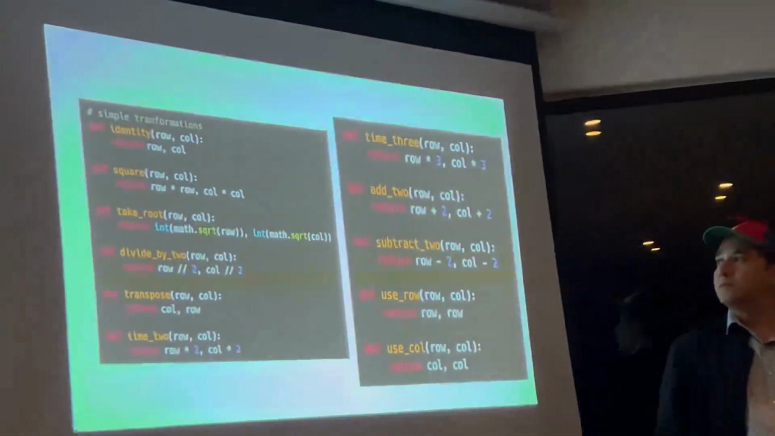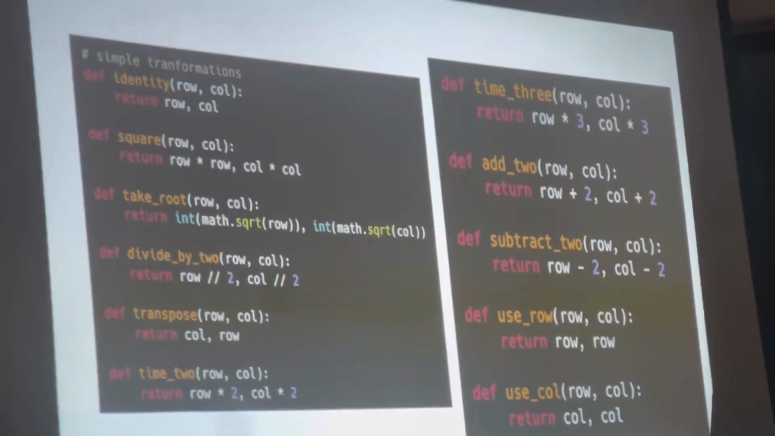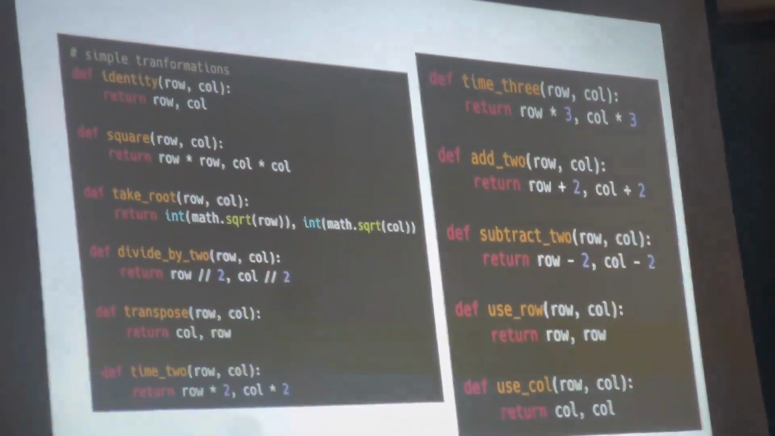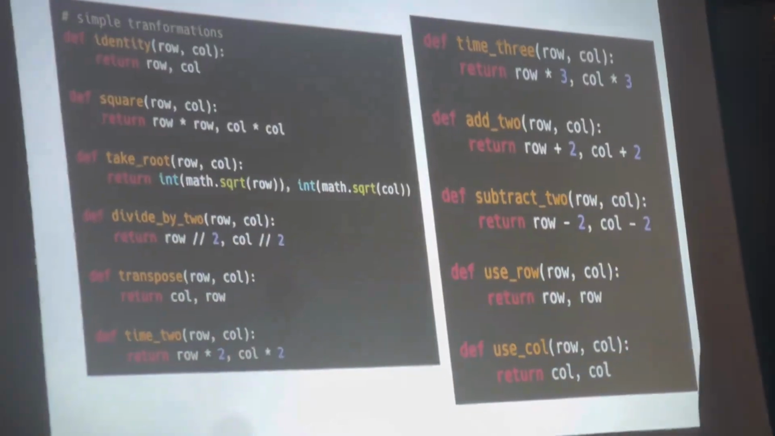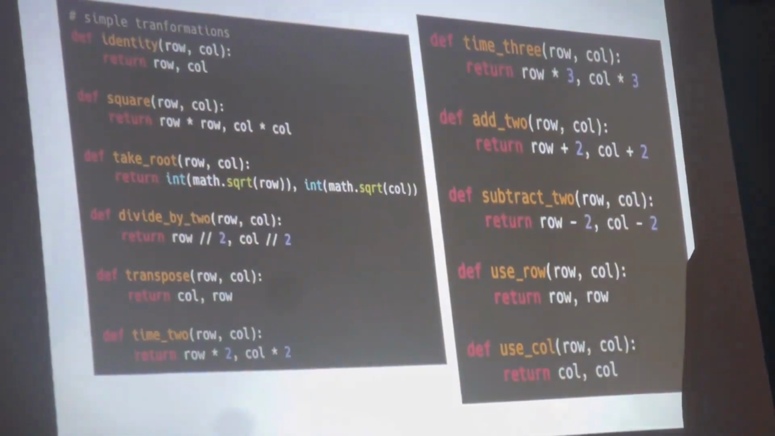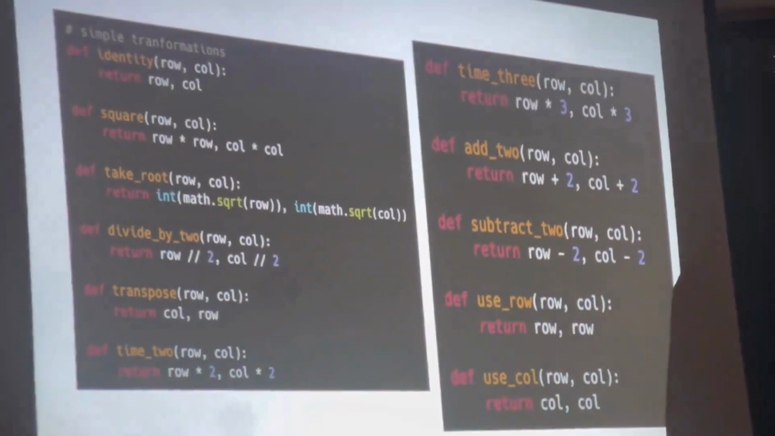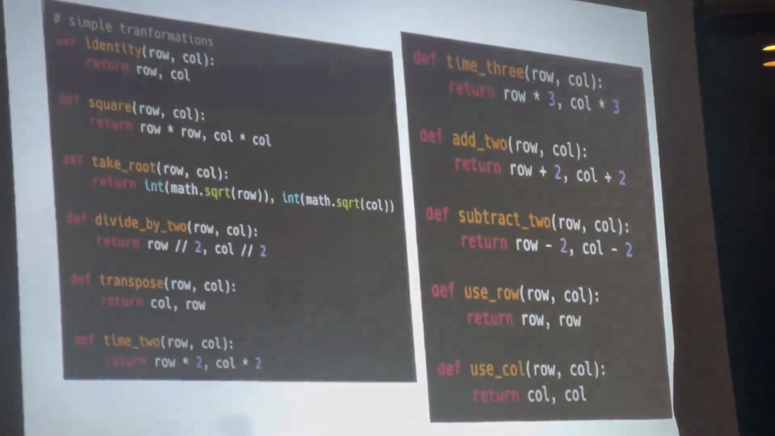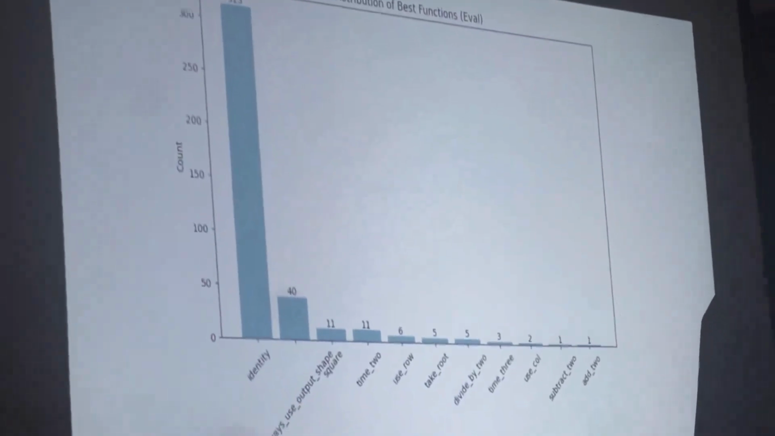In order to tackle some of these harder grid-based transformations, we first of all defined some really simple transformations. As you can see here, a lot of it is just identity, square, taking root, divide by 2, transpose, etc. Then we also defined some custom heuristics over these that specifically look at the previous 3 or 4 examples that were given, and then we evaluate those heuristics based on the test inputs and outputs. With just this collection of heuristics, we were able to get approximately 86%.